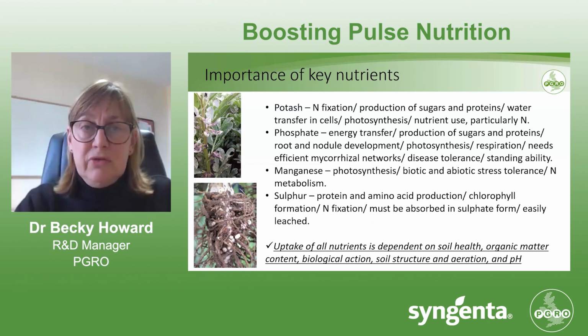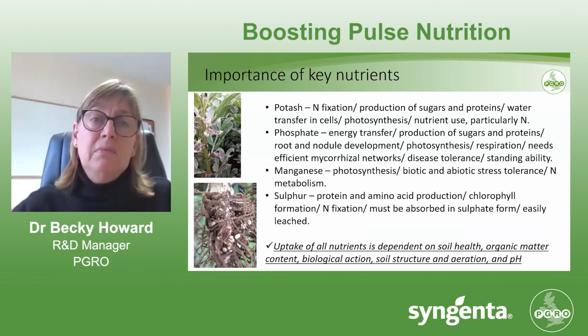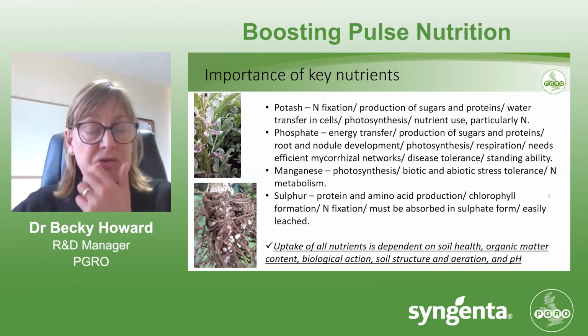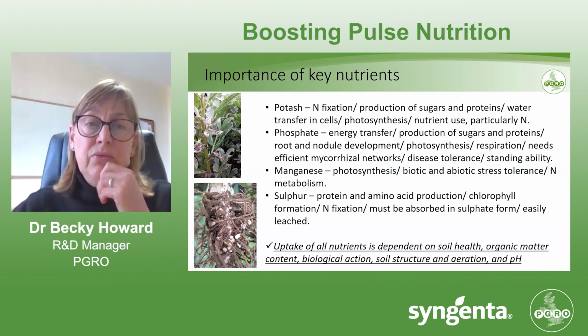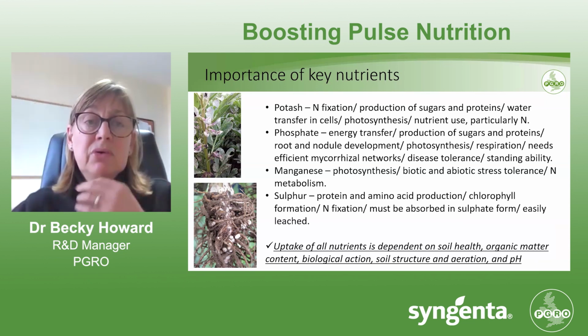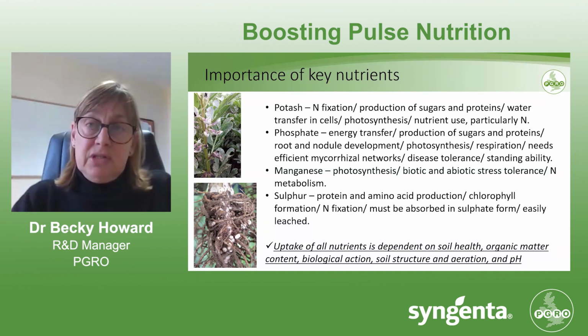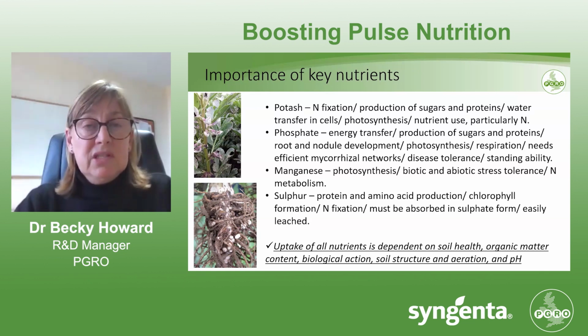So when we look at what the nutrients do for pulses, it's quite important. P and K in particular are implicated in nitrogen fixation and root and nodule development, so very important in pulses, of course. As I said, that's what's providing the nitrogen for the plant itself. Potash: production of sugars and proteins, water transfer in cells, photosynthesis and nutrient use, particularly N. And then phosphate: energy transfer in the plant, the production of sugars and proteins, root and nodule development, photosynthesis and respiration.